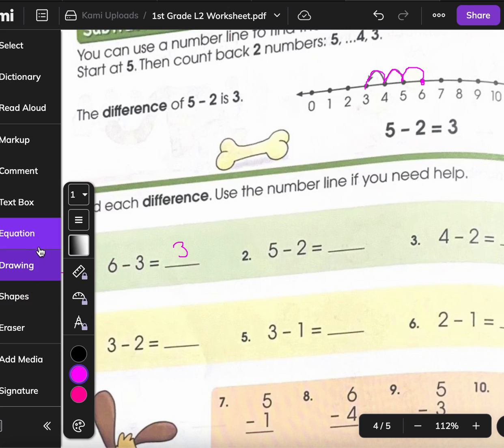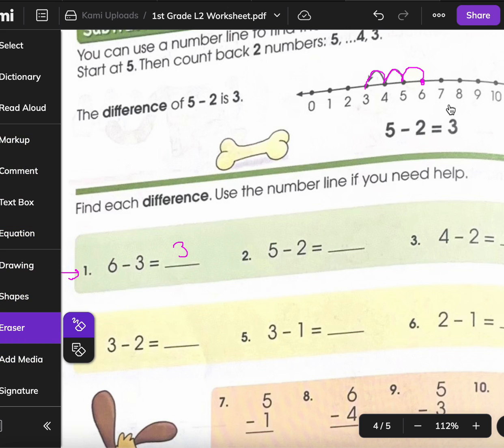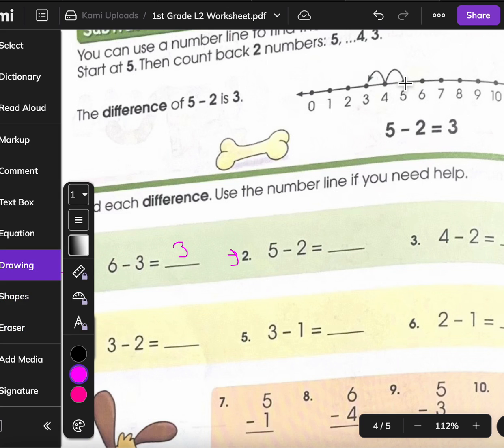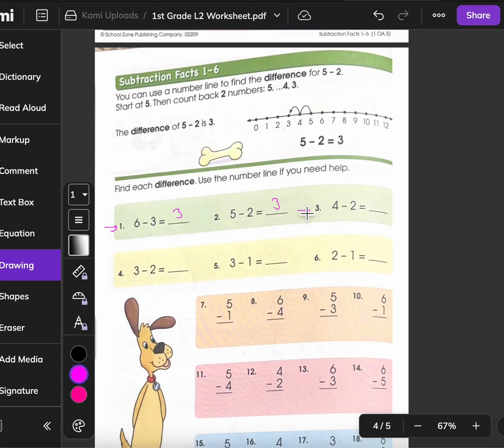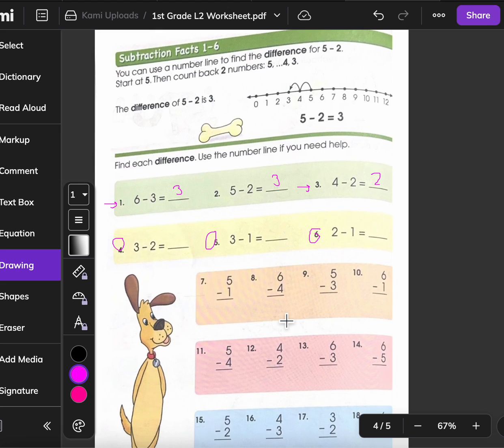Then, if we decide to do number 2, we're going to start at 5, and we're going to subtract by 2. That gives us 3. Okay? Then, if we do number 3, we're going to start at 4, and we're going to subtract by 2. 1, 2. So that should give us 2. Now, I'm going to make you try 4, 5, and 6 on your own. But if we weren't going to use the number line, we would do so like this.